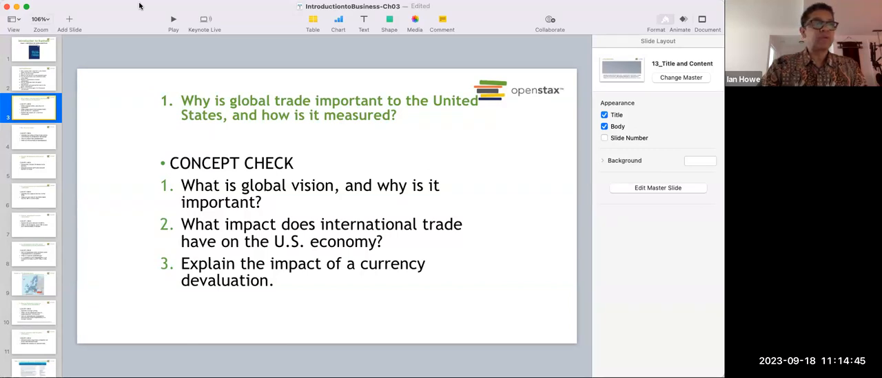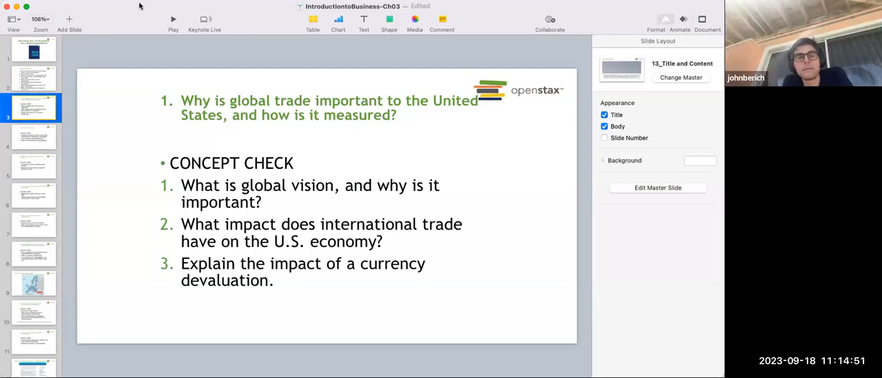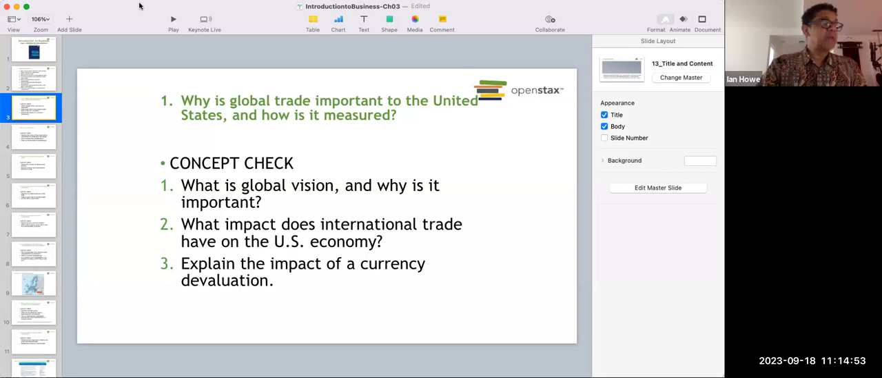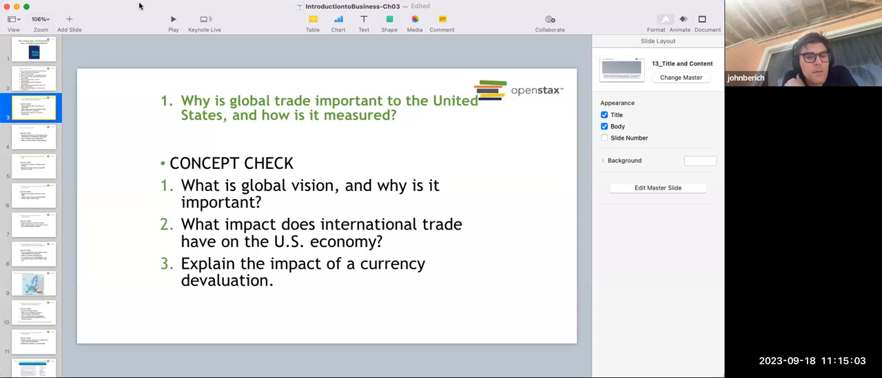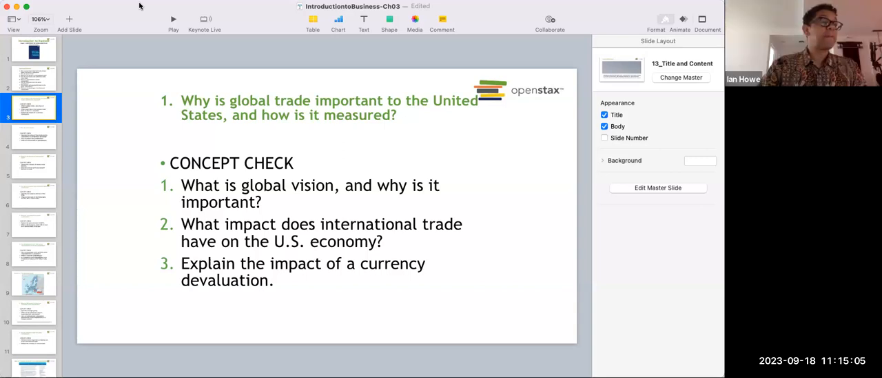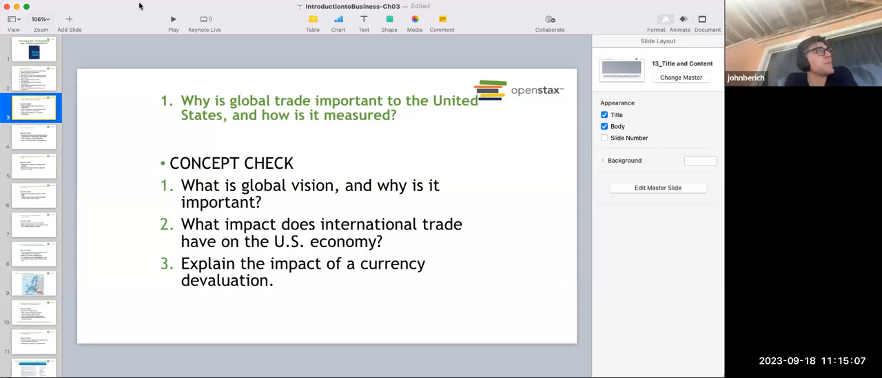Their central bank is called the Bundesbank. So they handle a lot of business. And if you think about it, when you think of a German product, what comes to mind? If you think about a product from Germany, what comes to mind?